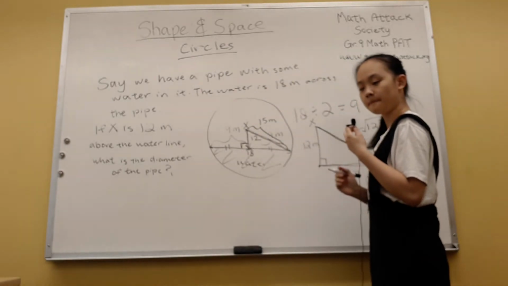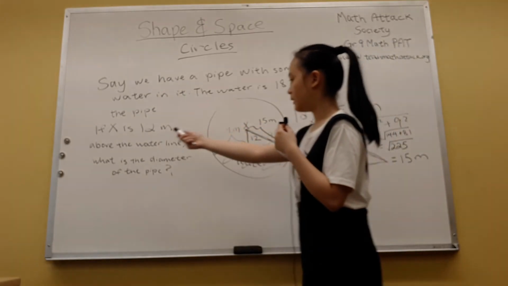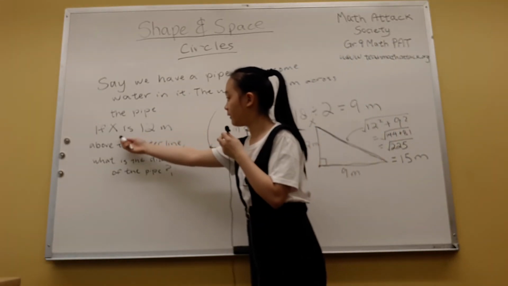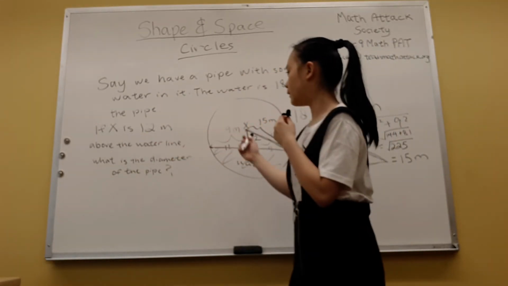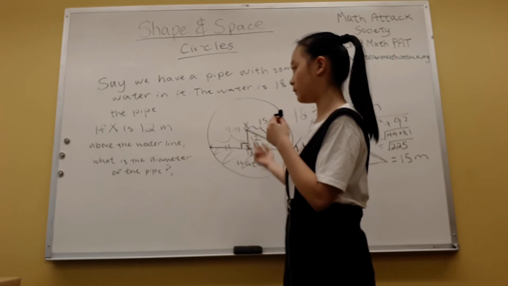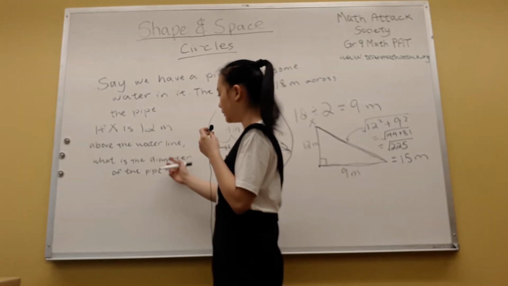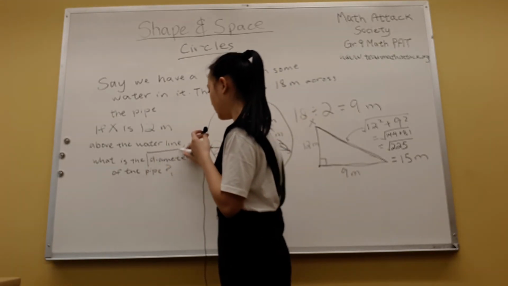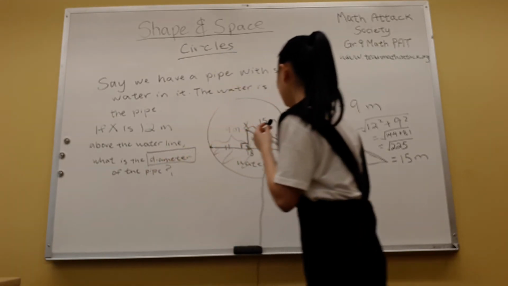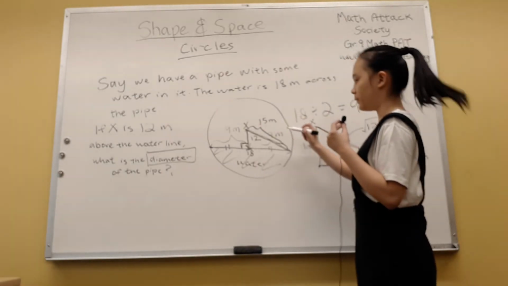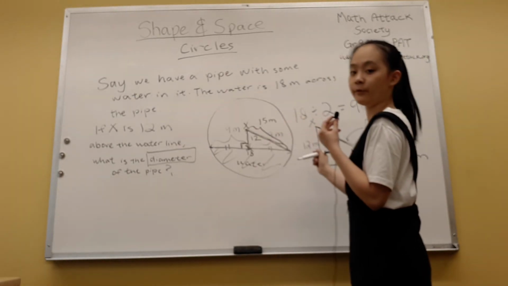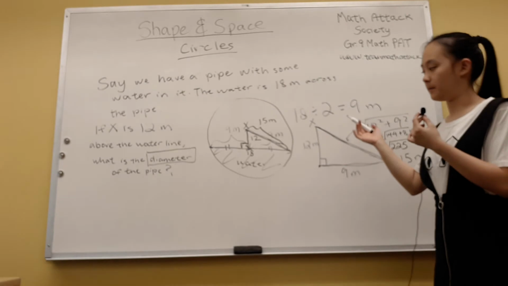Are we done here? Let's reread the question. If the length from the water line to x is 12 meters, what is the diameter of the pipe? Notice how it says diameter. The 15 meters we found before is only the radius, or half of the diameter of the pipe.